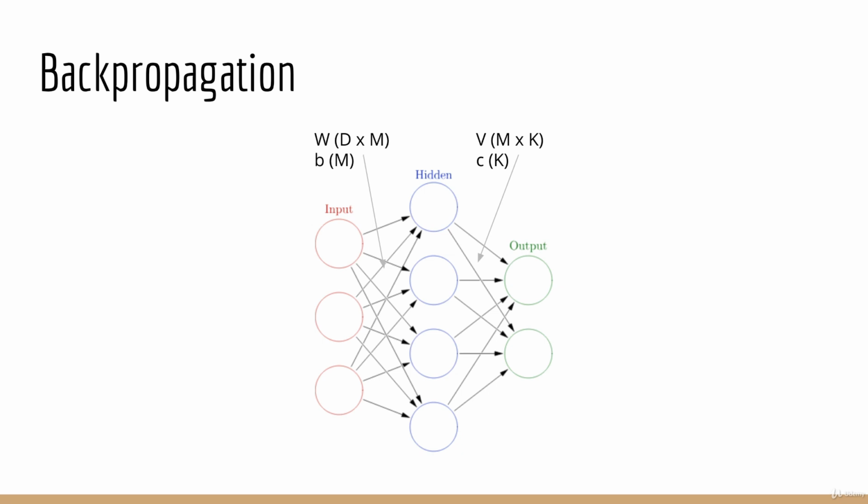Next, let's consider our neural network weights. In the following lectures, we're going to use W and b for the input to hidden layer, and we're going to use V and c for the hidden to output layer. So W is a matrix of size D by M, while b is a vector of size M. V is a matrix of size M by K, while c is a vector of size K. By the way, in the previous lecture, we didn't use explicit bias terms, but in the following lectures, we will. It makes things a little bit more complicated, but it's necessary.